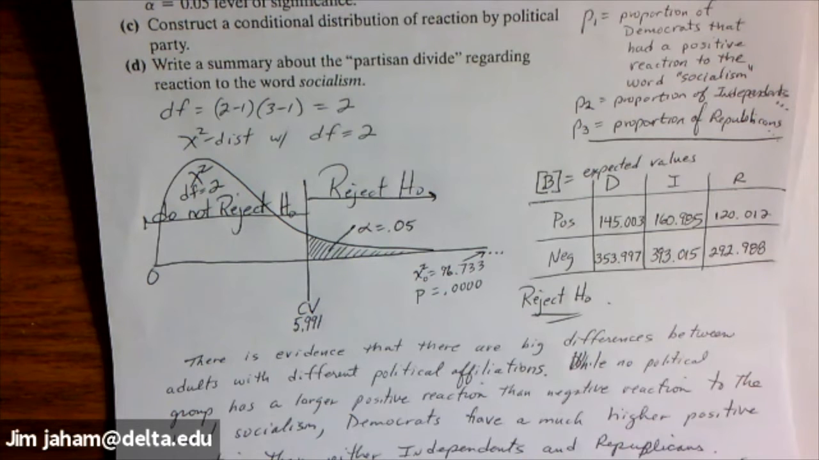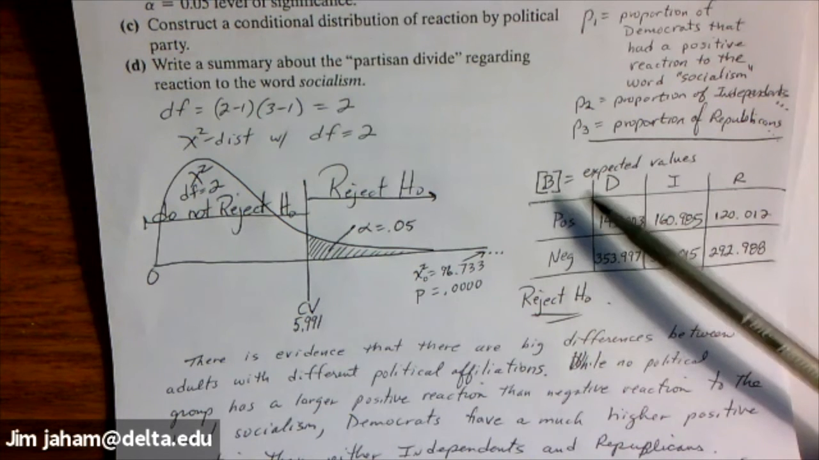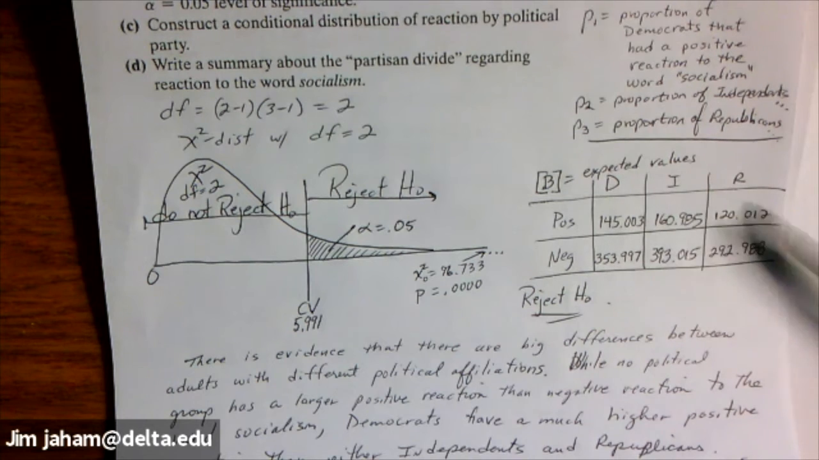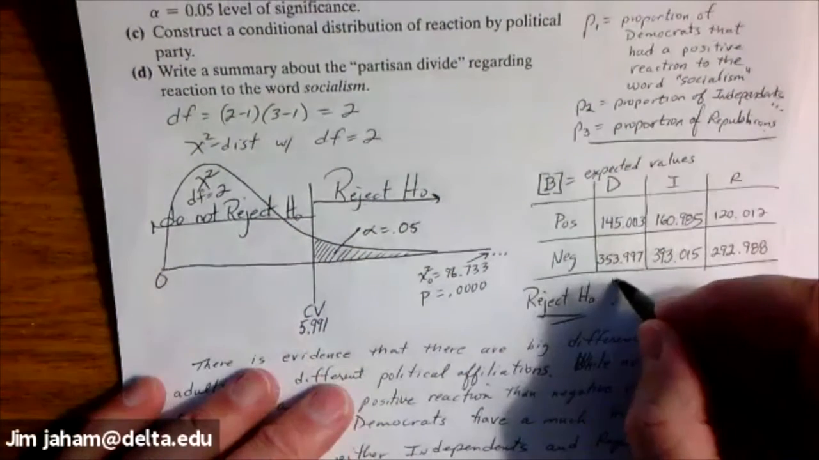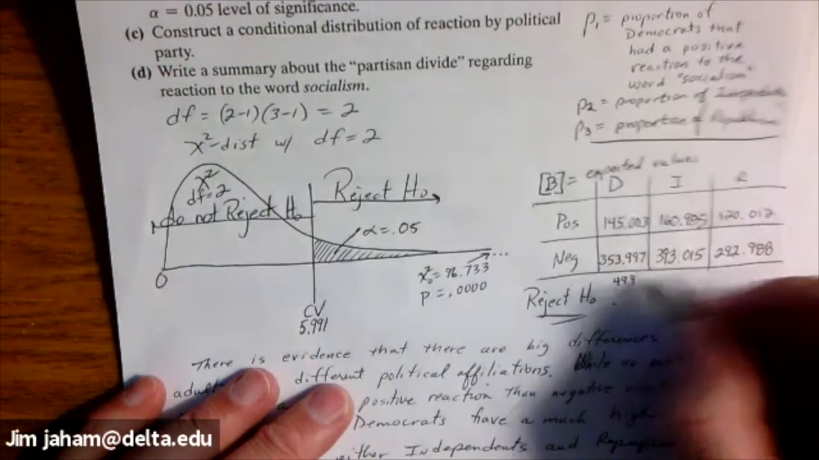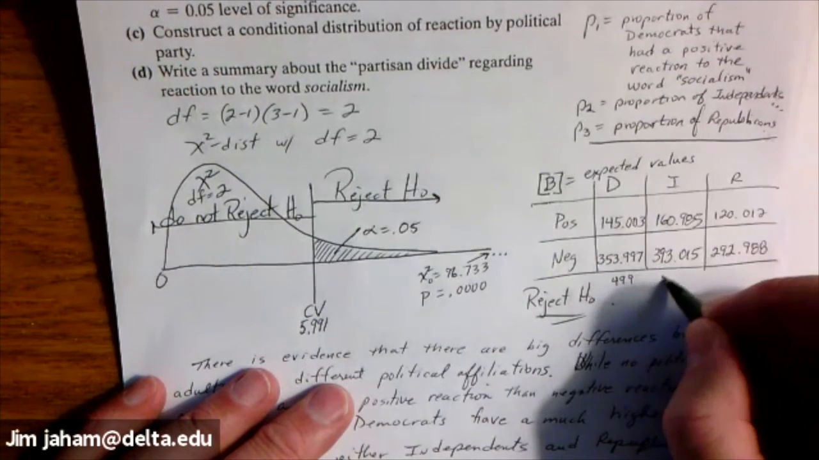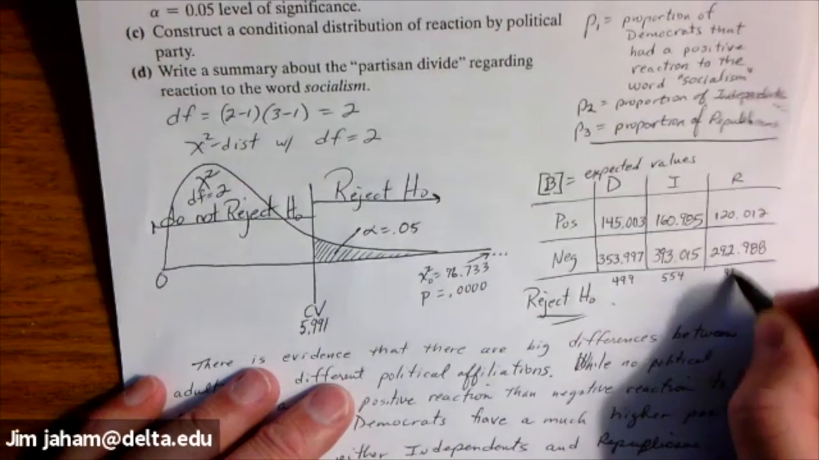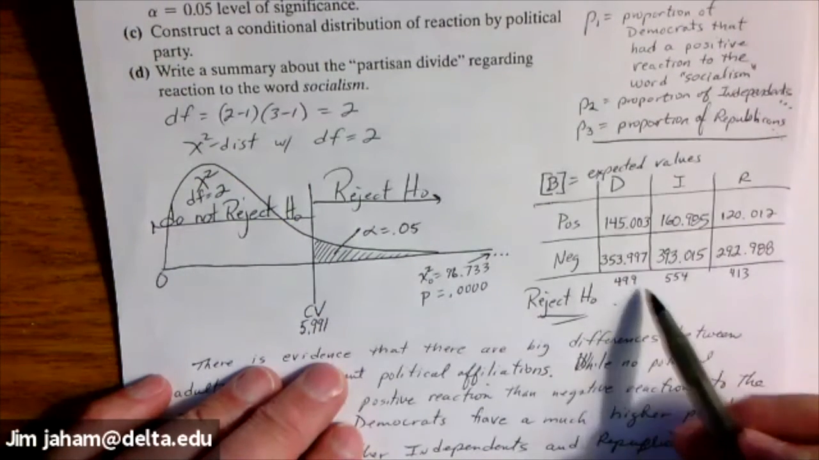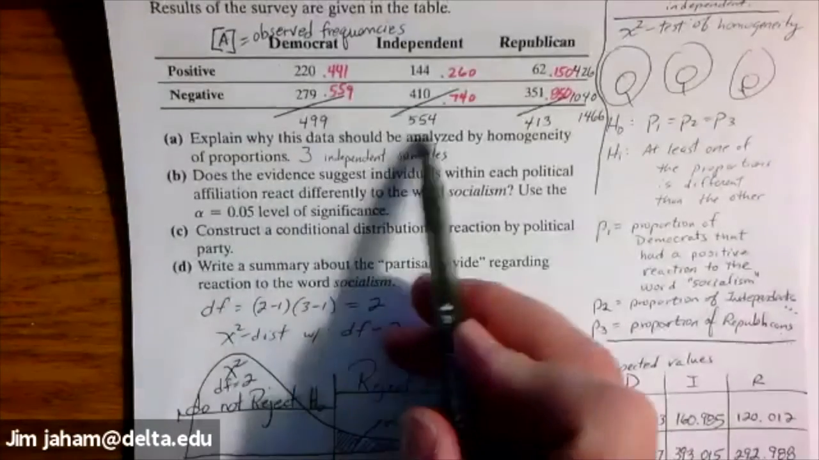Went back and peeked at your expected values matrix. This is what you would see. And what you should notice is that those expected values add up to the same column totals as your original data distribution. 499, 554, 413. Same numbers up here.